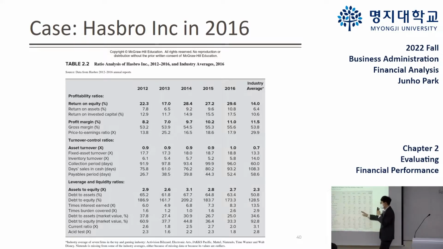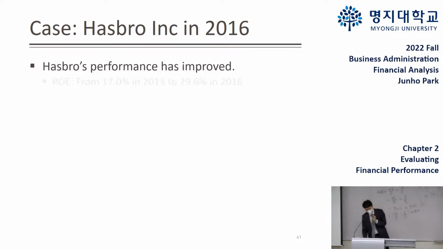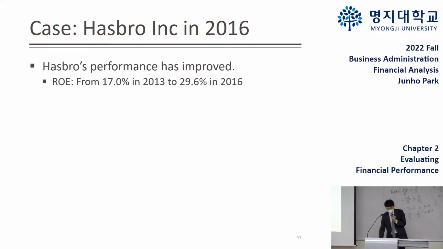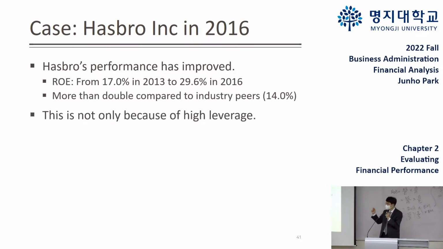And at the same time, the asset turnover is almost 1, which is higher than its industry average. So we can conclude that Hasbro's performance has improved, and basically we can find it from the ROE. But this is not just because of the high leverage.